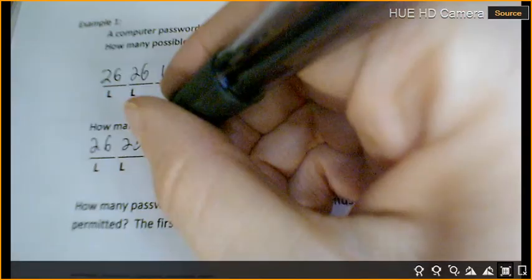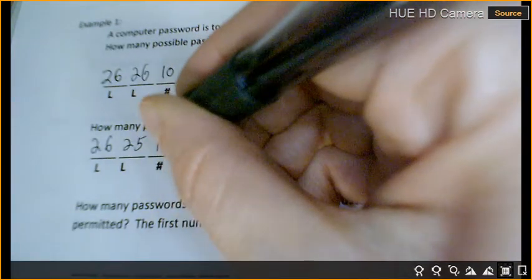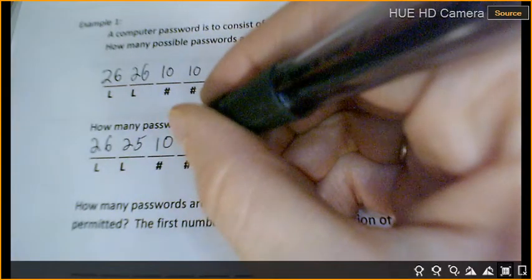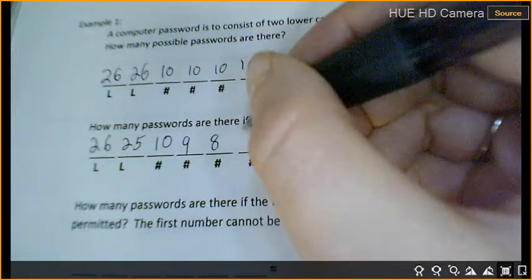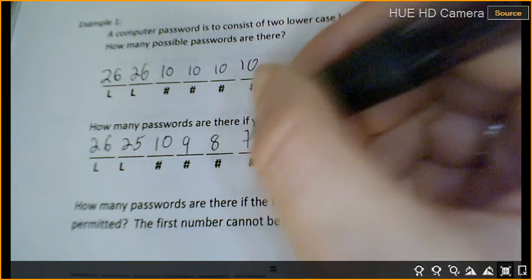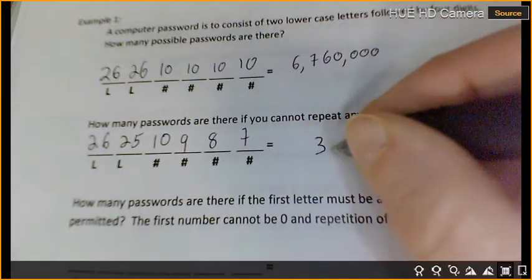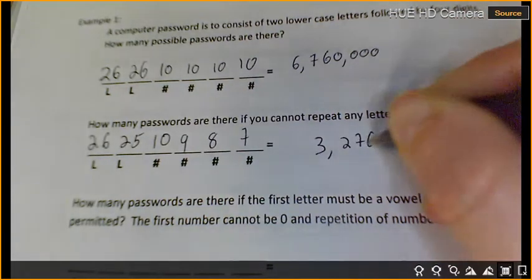Okay, so we have 10 possibilities for the first one. But we can't repeat the numbers. So the second one has 9, the next one has 8, and the last one has 7. Does that make sense? Because you used that number, so you can't use it again. So I'm going to end up with 3,276,000.